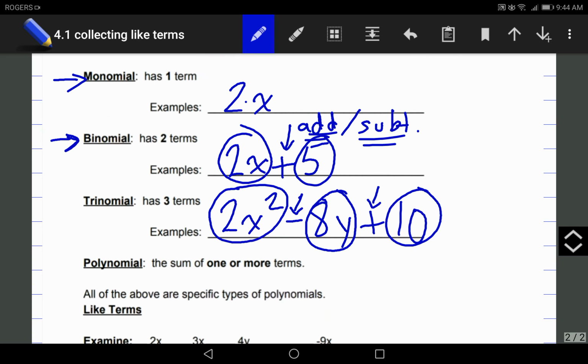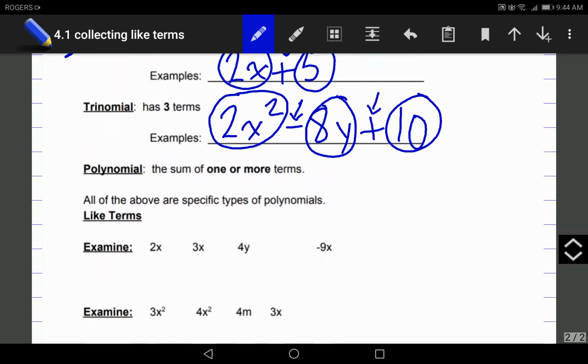Okay. All right, now that's where we get to our definition of a polynomial. Okay, it is poly meaning multiple. It is the sum of one or more terms. So it could be anything. It could be a 1-term expression, a 2-term expression, a 3-term expression, all of that.